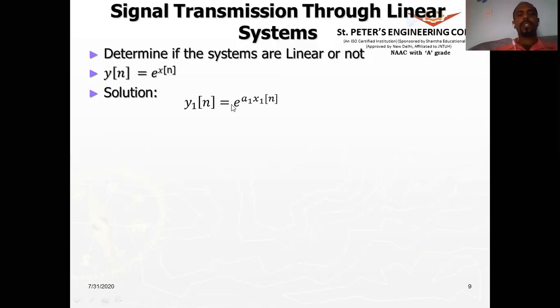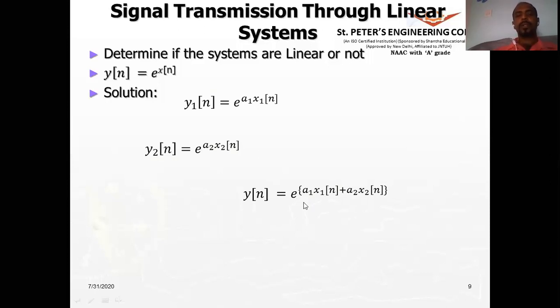Okay, so if I give the first signal a1 x1 of n, the output y1 of n will be equal to e to the power of a1 x1 of n. Second signal, if I give a2 x2 of n, y2 of n will be e to the power of a2 x2 of n. Now if I give the total signal a1 x1 of n plus a2 x2 of n, is e to the power of a1 x1 of n plus a2 x2 of n equal to e power a1 x1 of n plus e power a2 x2 of n?